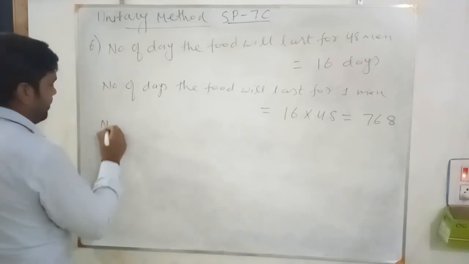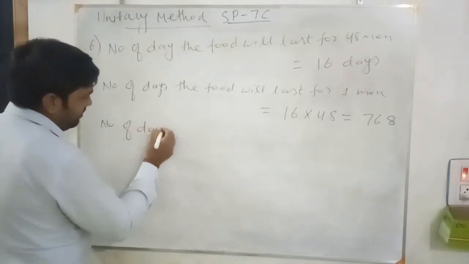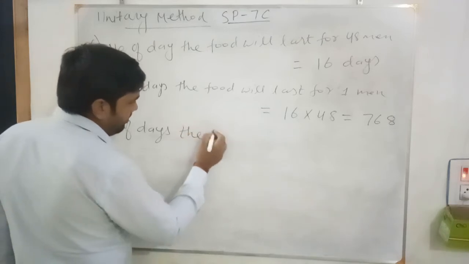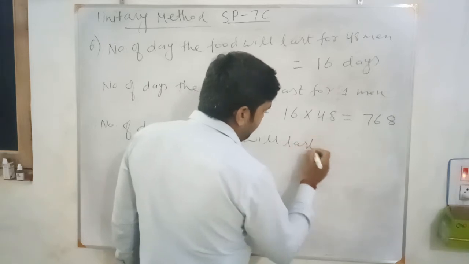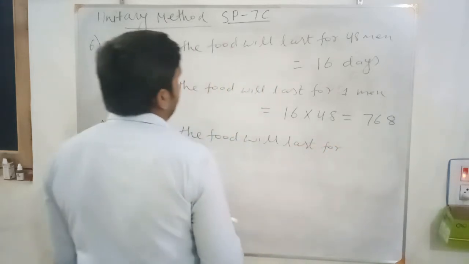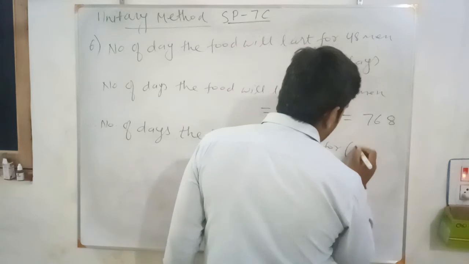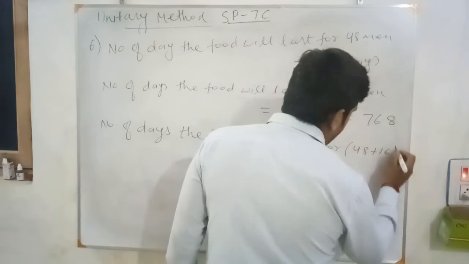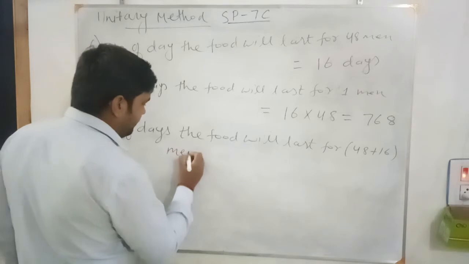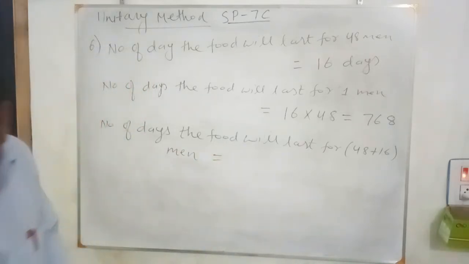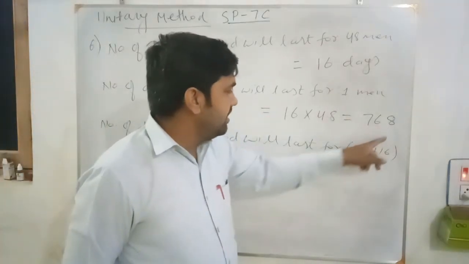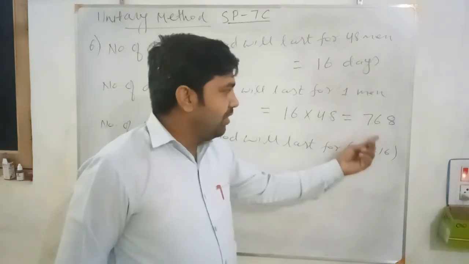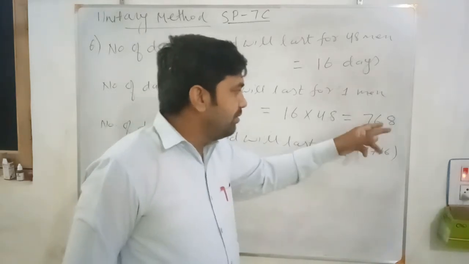Therefore, now the number of days the food will last for 48 plus 16 men. Now the number of men is increased because 16 more men have arrived. So now for one person the food is lasting 768 days. For more than one person the food will last for fewer days. So for fewer days we have to divide this number.